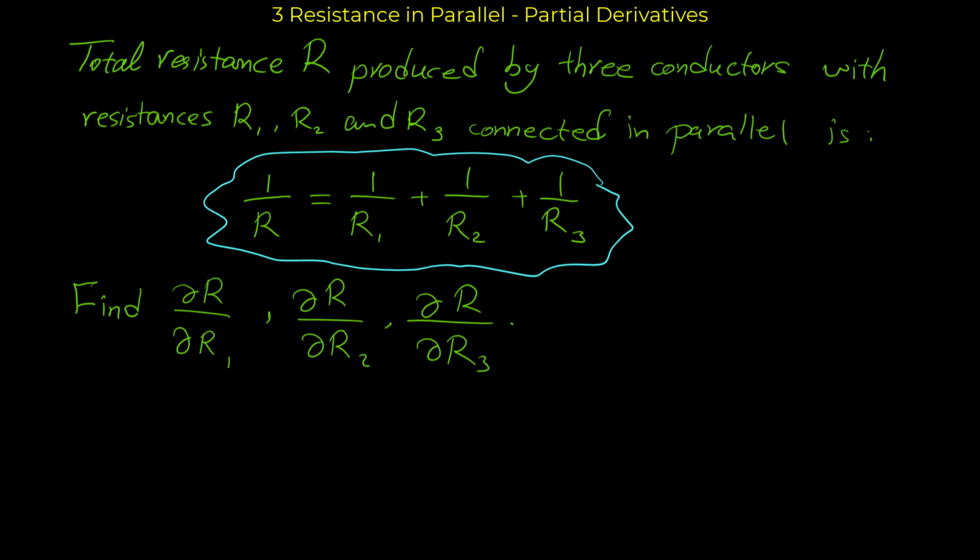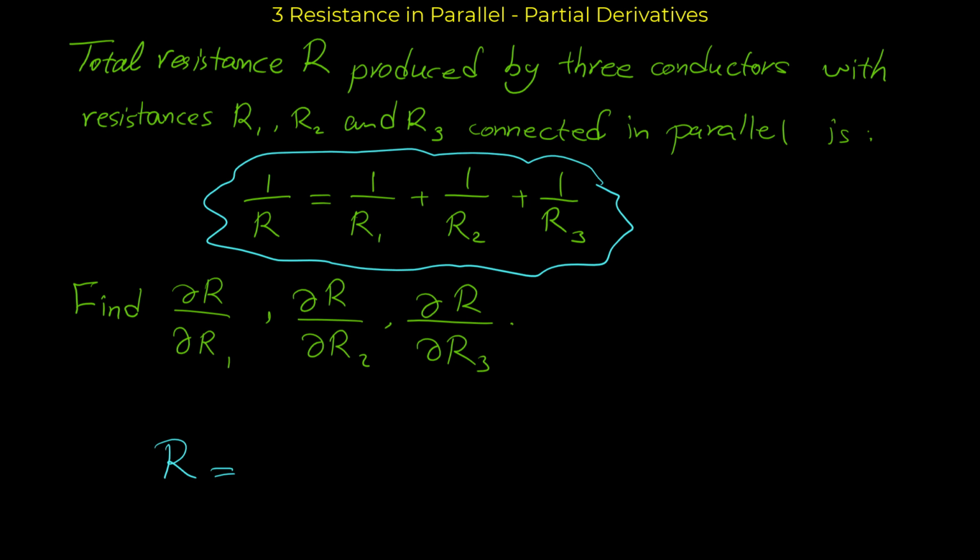Focus on the mathematics part of this question, not the physics of this question. As you can see here, the R in this question is not given in terms of R1, R2, and R3. We have 1 over R. And this makes finding these partial derivatives a little tricky. You can do this question in two ways.